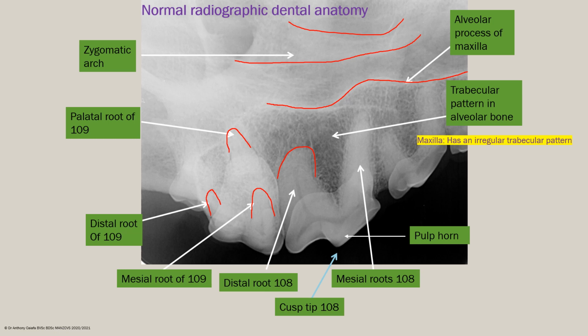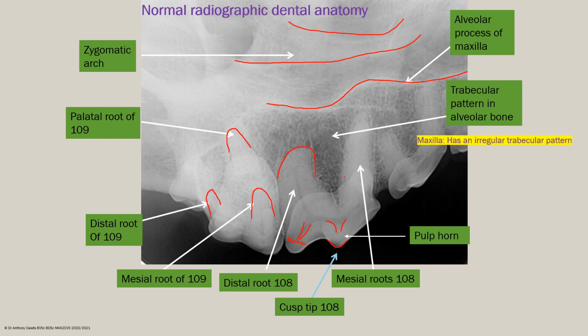Often around the maxillary fourth premolar, the bone can look less dense, so don't confuse that as pathology. Here we have the cusp tip of tooth 108, and we have what's called a pulp horn, and pulp horns are extensions of the pulp into the cusp tips. And this is why when dogs fracture a tooth, it's not uncommon that that pulp horn is exposed.